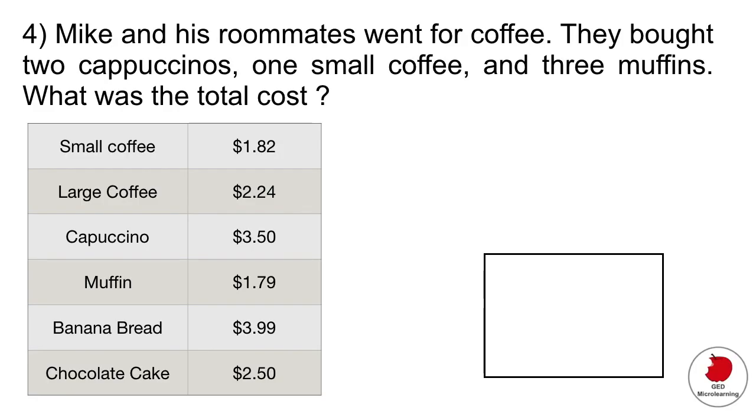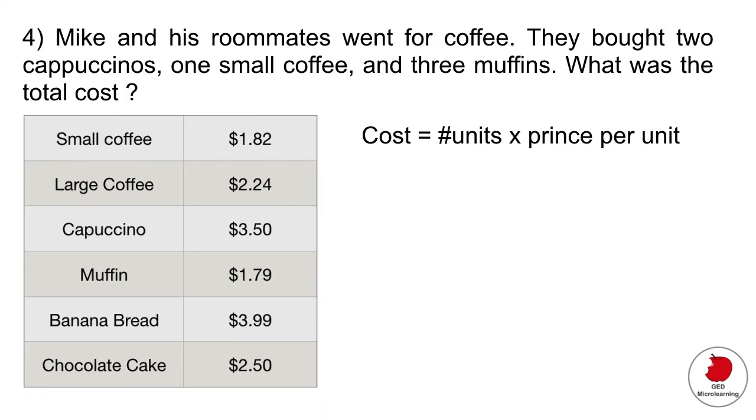All right, question 4. Mike and his roommates went for coffee. They bought 2 cappuccinos, 1 small coffee, and 3 muffins. What was the total cost? All right, so this is a problem that involves cost, and the formula for this is very simple because you probably do this when you go shopping as it is. So the formula for cost is the number of units multiplied by the price per unit.